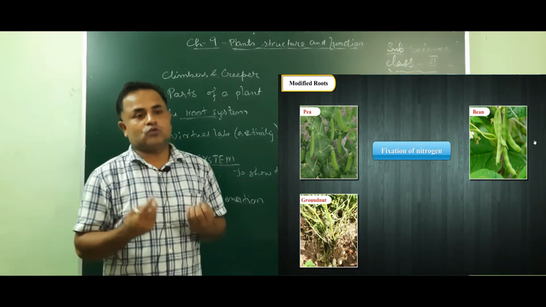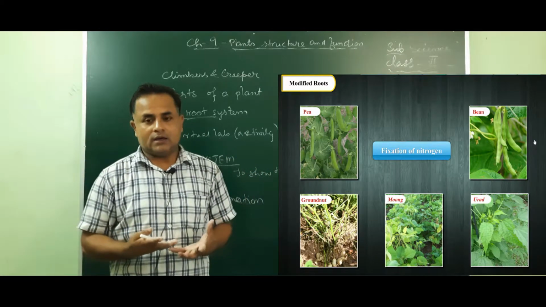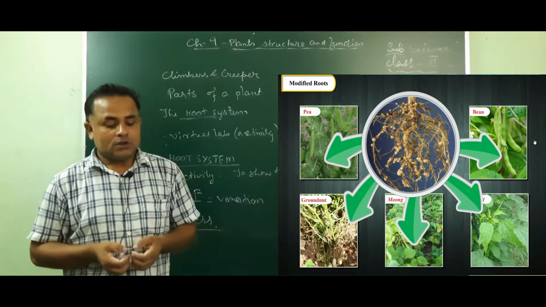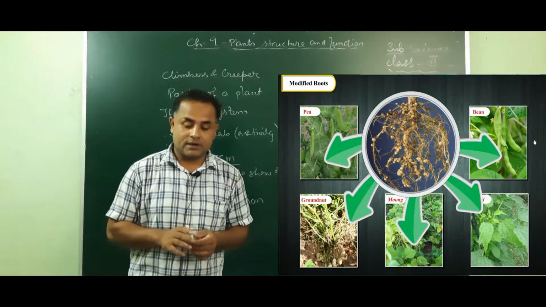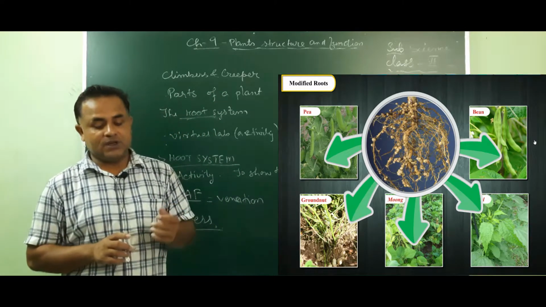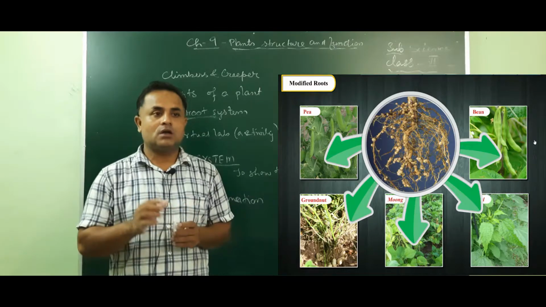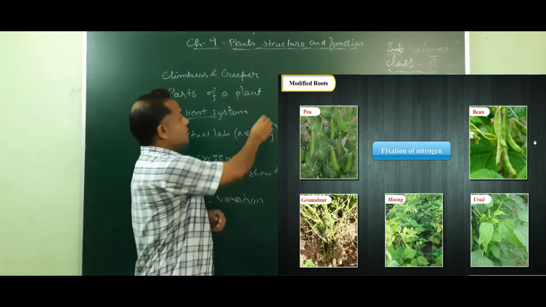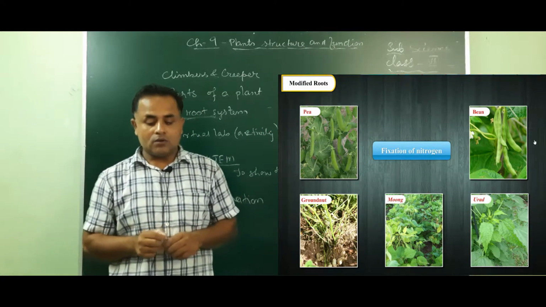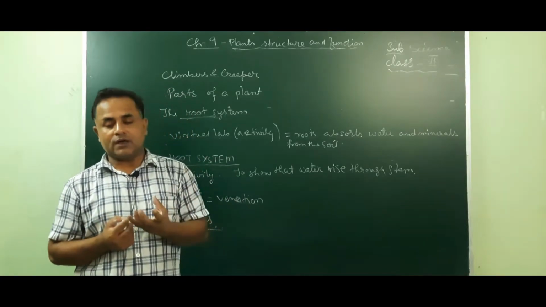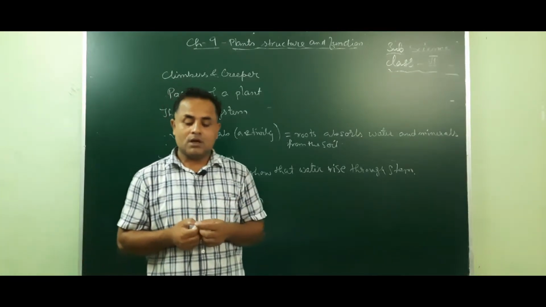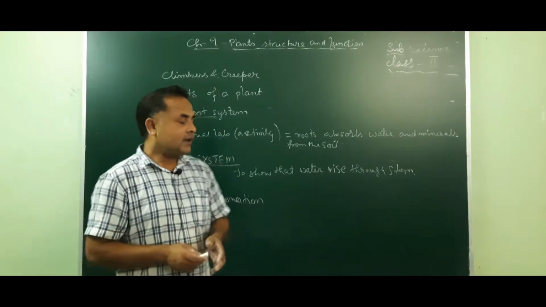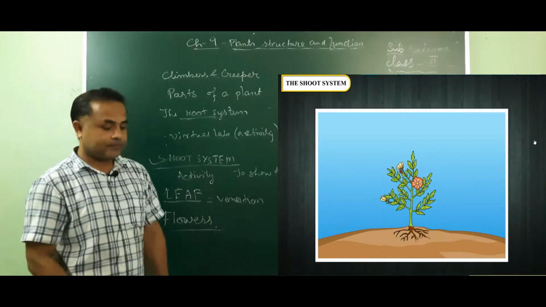For the plants to grow well on the soil, they need good nitrogenous products. So this nitrogen fixation is very much important. Leguminous plants such as pea and beans have swollen structures called nodules on their roots. Bacteria in these roots convert the nitrogen in the air into compounds that the plant can use when required. Next comes the shoot system.